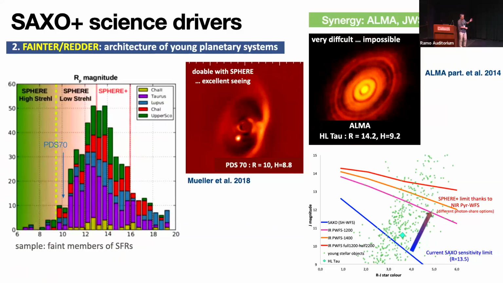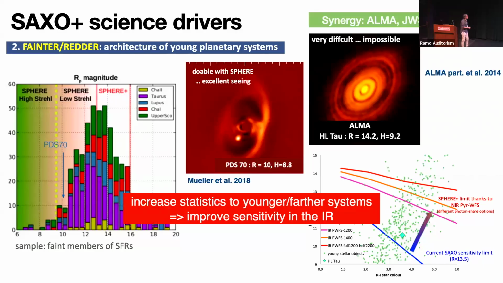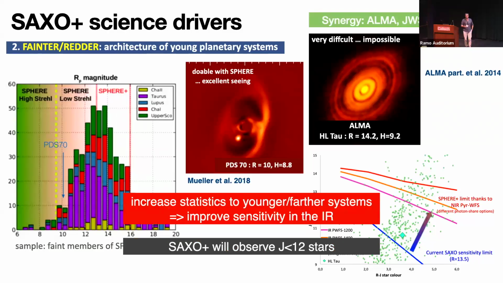But even PDS-70, in fact, already takes very good seeing to be able to get this kind of image quality. And other systems, like for instance the famous HL Tau, which has R equal 14 or something, are not observable at all with Sphere at the moment. And still we care about that kind of system, of course, to understand planet formation. So to increase the statistics, we need to improve the sensitivity in the infrared. So SAXO Plus will have the capacity to observe stars with J-band magnitude lower than 12.